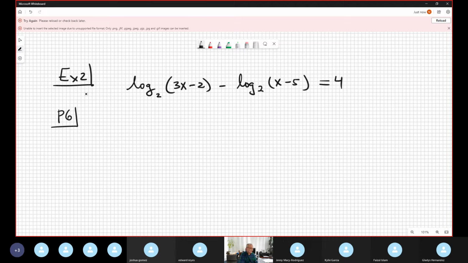You apply property number 6, which allows me to condense these logarithms into only 1. But this is division, no? 3x minus 2 divided by x minus 5 equals 4. Do you understand this idea or no? Yes. After that, what should I do?